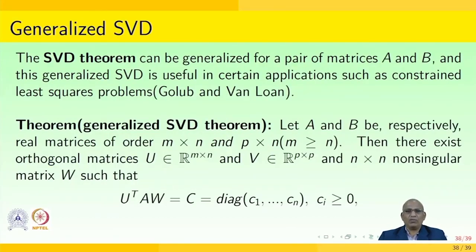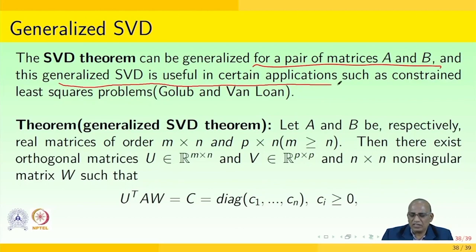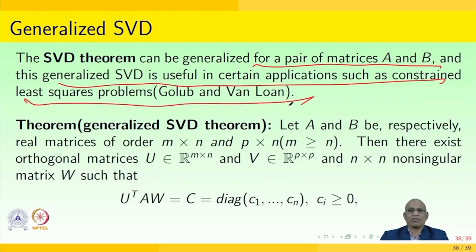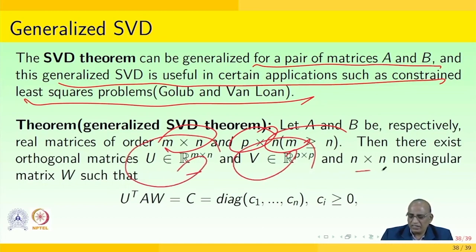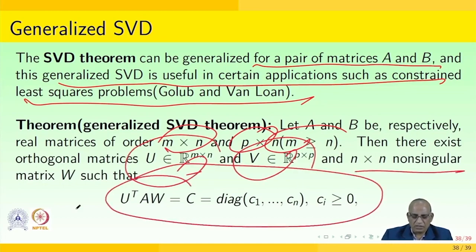In order to make the SVD more general, we'll generalize it. The singular value decomposition method can be generalized for a pair of matrices A and B, and this generalized SVD is useful in certain applications such as constrained least squares problems. This is supported by a theorem: let A and B be real matrices of order m by n and p by n respectively, with m greater than n. Then there exist orthogonal matrices U and V such that you will have this equality.